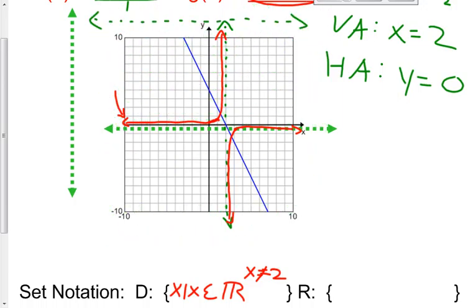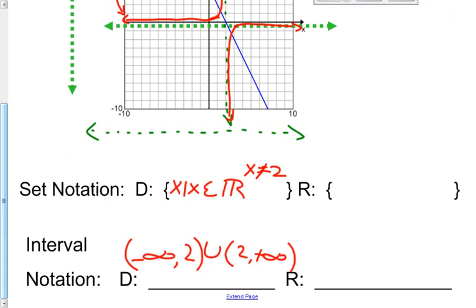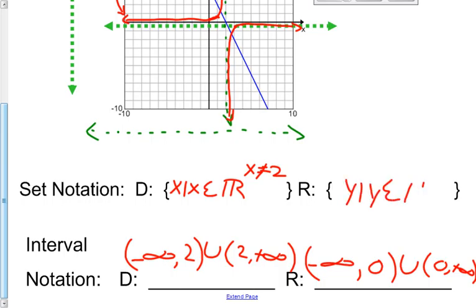So from negative infinity to positive infinity, except for 0. The way we write that is it goes from negative infinity till 0, union 0 to positive infinity. And then y such that y belongs to all the real numbers except 0. y cannot equal 0.